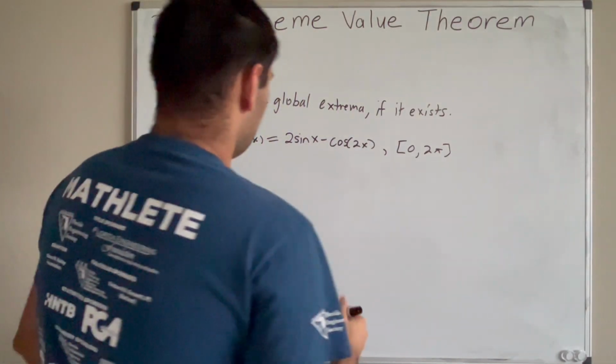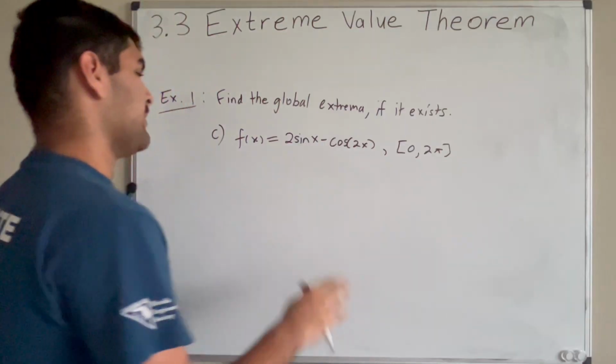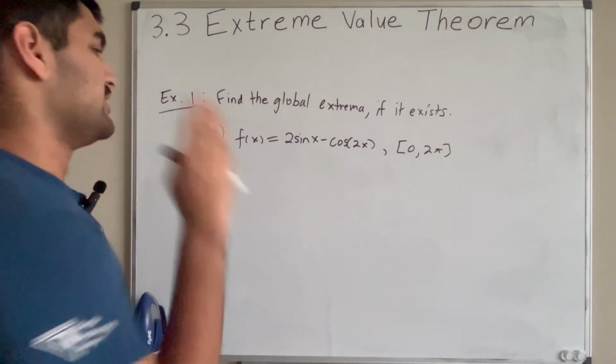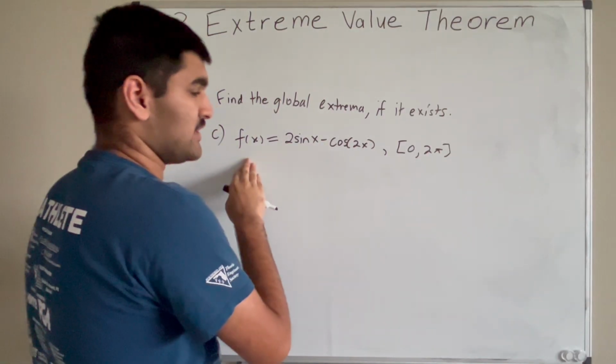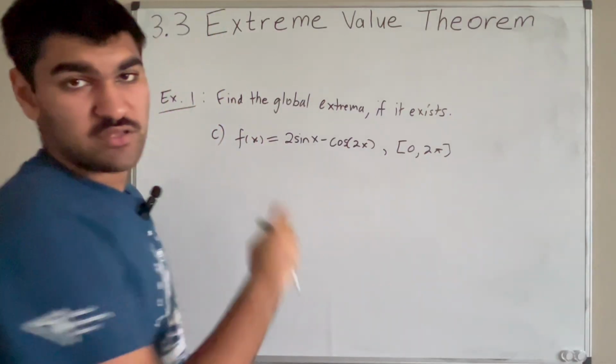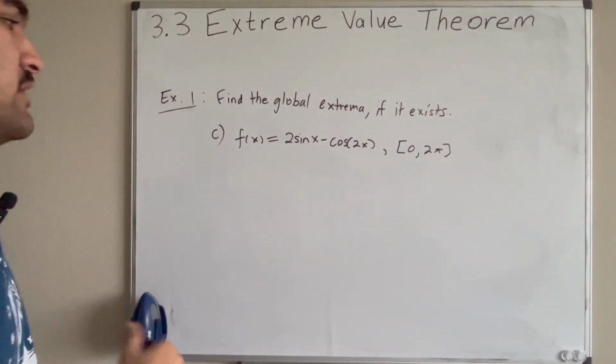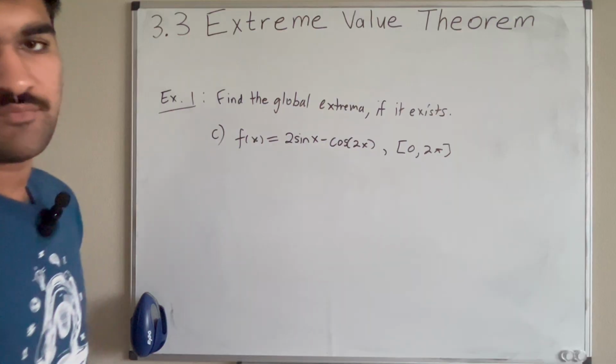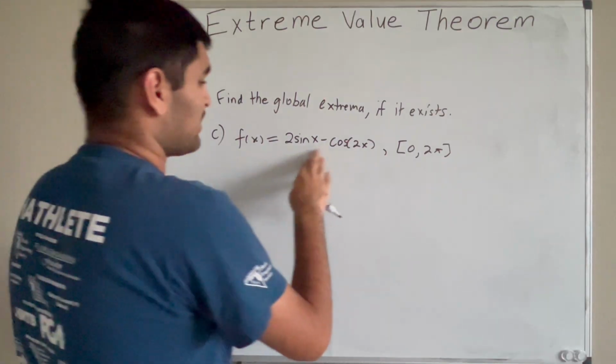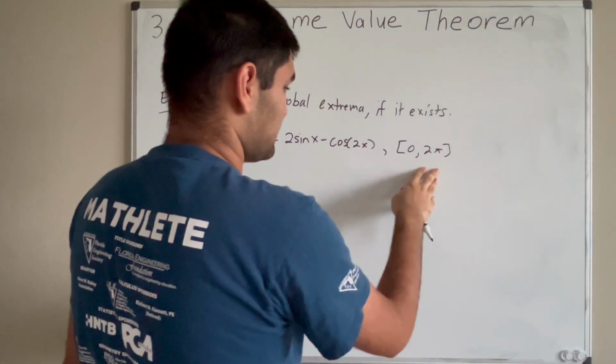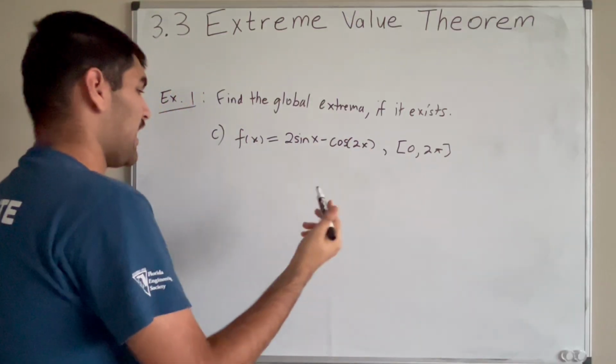All right, good. So again, the first step in all of these types of problems is to check: is f continuous on this interval? Because only then can the EVT guarantee that f actually has a global extreme. Well, f of x equals 2 sine x minus cosine 2x. Is that continuous on 0 to 2 pi? It is. How do we know?